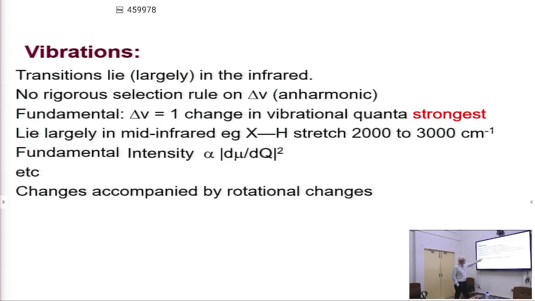I said that you rely on the derivative of the dipole, and that's true, but actually the intensities always depend on the dipole squared. So it's actually the derivative of the dipole squared that matters to give you the intensity. It has to be non-zero to get an intensity at all. And they're always accompanied by rotational changes.